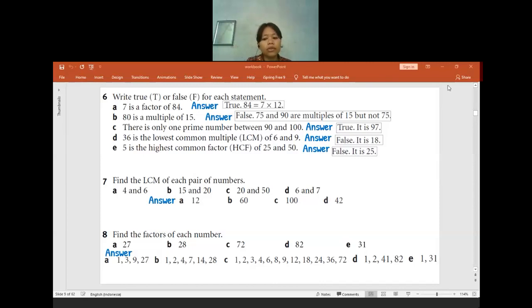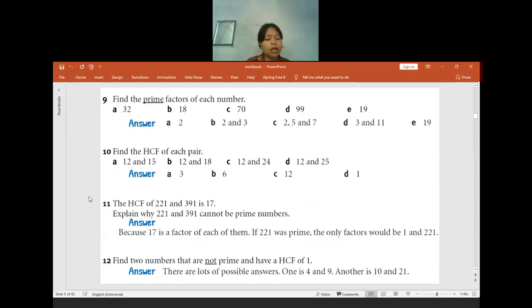Okay, is there anything confusing right now up to question 8? Is there anything confusing? No? Okay. If nothing is confusing, I will move to question 9. If you think there is anything I need to repeat, feel free to ask me. Do not stay quiet. Okay, now we need to find the prime factors of each number.